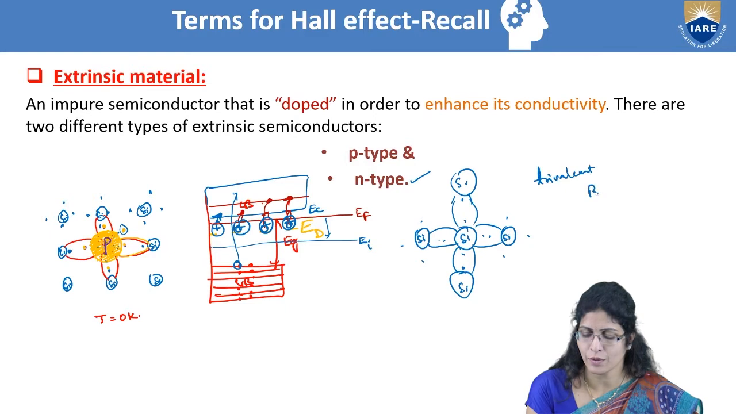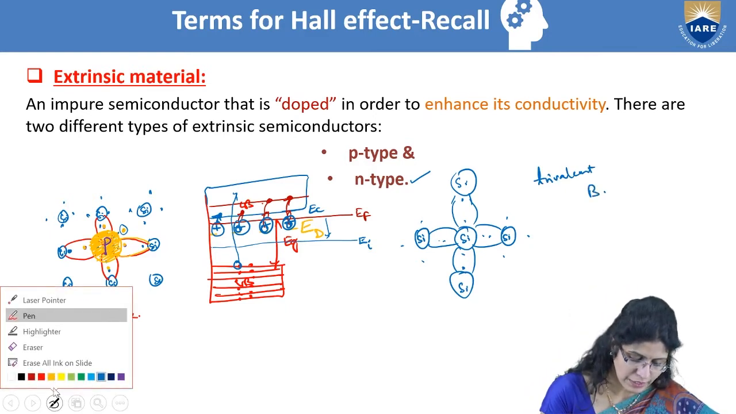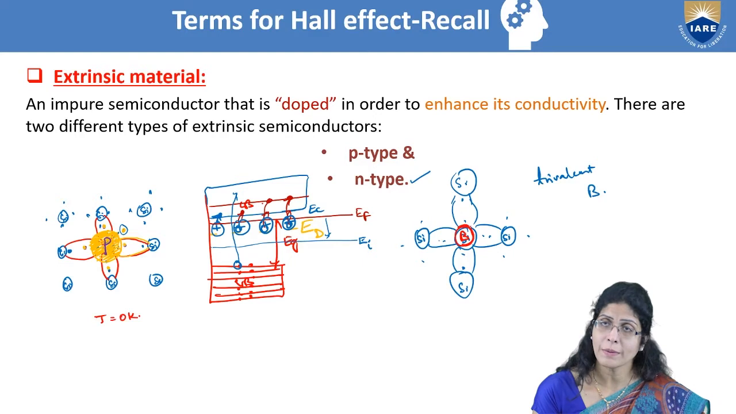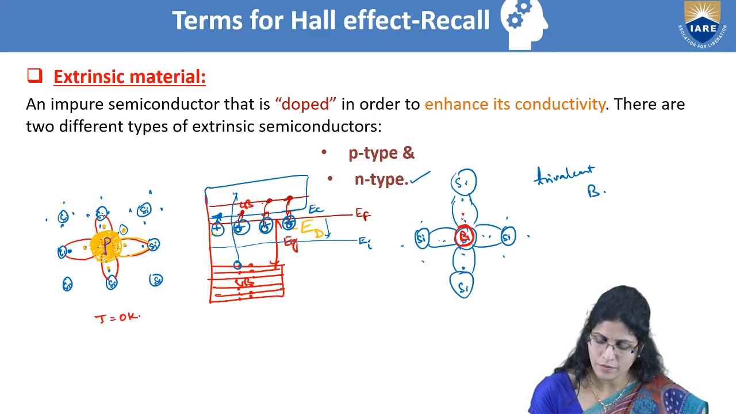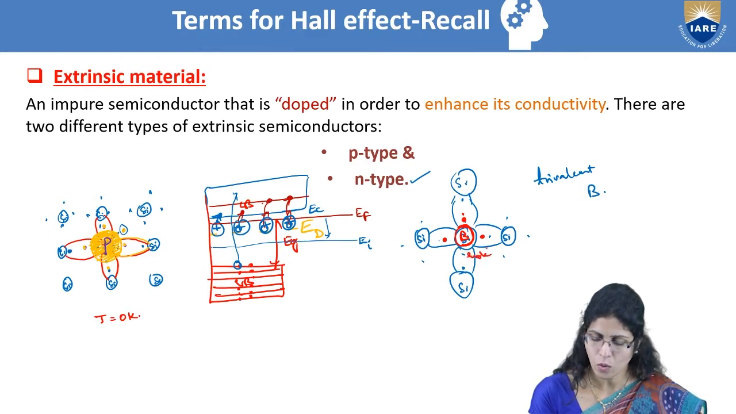Trivalent impurity like boron. So boron will be having 3 valence electrons. So 1 will replace here, and 2 and 3, and this place is left vacant. So I can call the vacant site a hole.